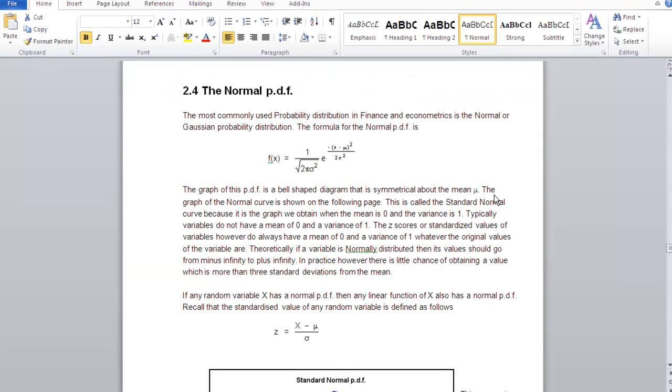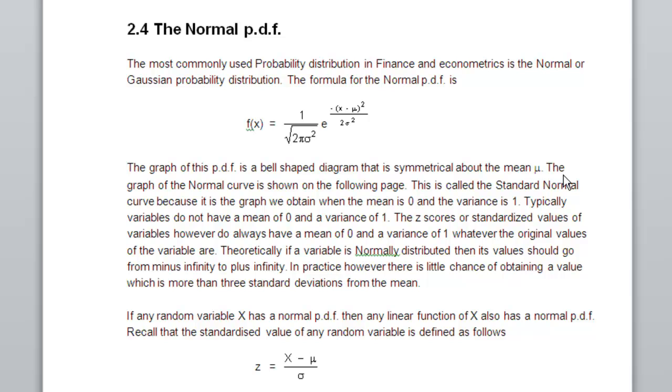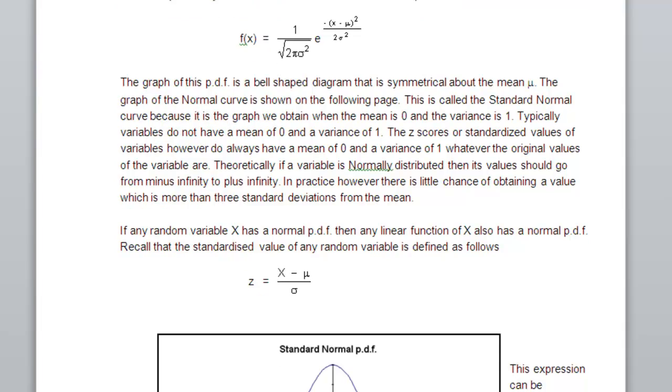One of the most important theoretical probability distributions that we will use in this course, or virtually any other statistical course, is the normal distribution. The normal distribution was developed by a mathematician called Gauss, so it's sometimes called the Gaussian distribution, and it's a distribution that is generated purely by chance. And the distribution looks like this.